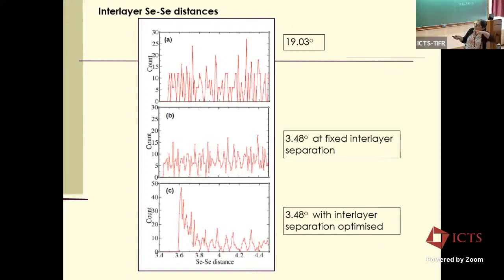And what you can see is that both this case as well as the case where you have the small twist angle at a fixed interlayer separation seem to have a similar profile of the interlayer selenium distances, which really means that it's not the profile of your selenium distances which is leading to a flat band formation. You have a flat band in this case as well as a flat band in this case where we've optimized the interlayer separation, and the profiles are pretty different.